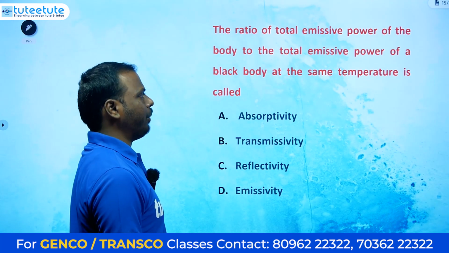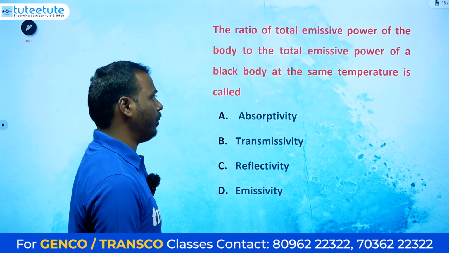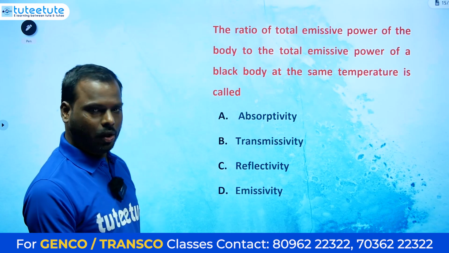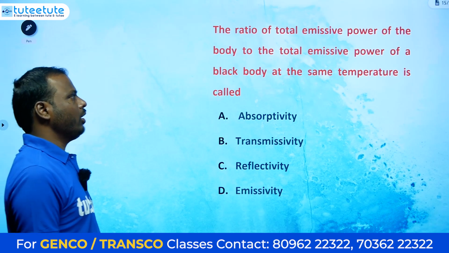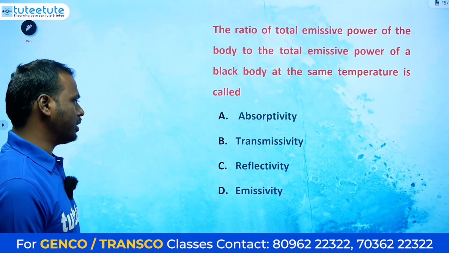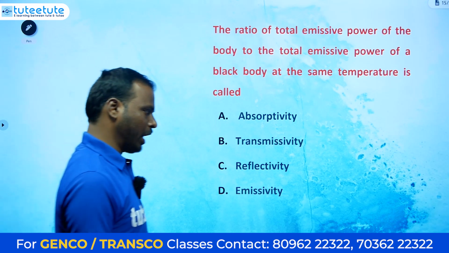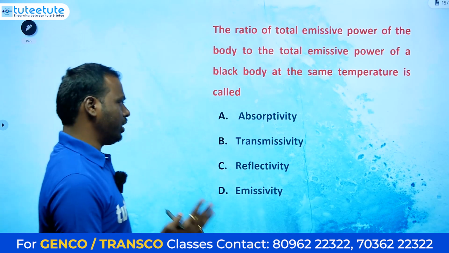The ratio of total emissive power of the body to the total emissive power of a black body at the same temperature is called. Here, he has given black body. What is meant by black body? A body which, whether there are three things.